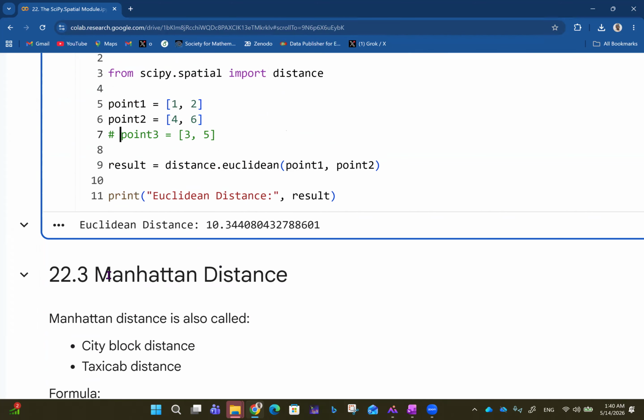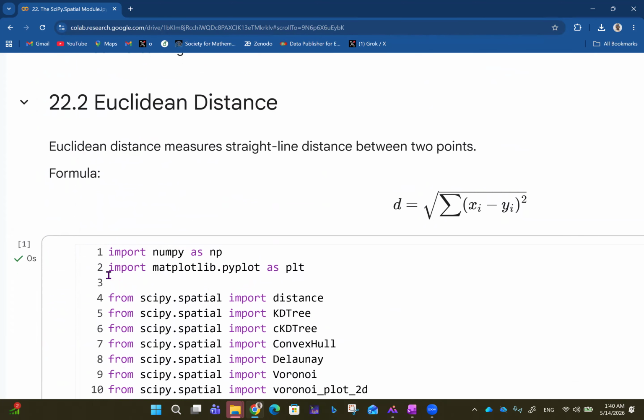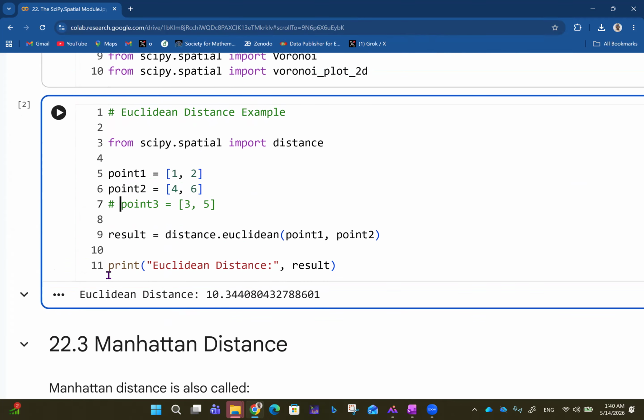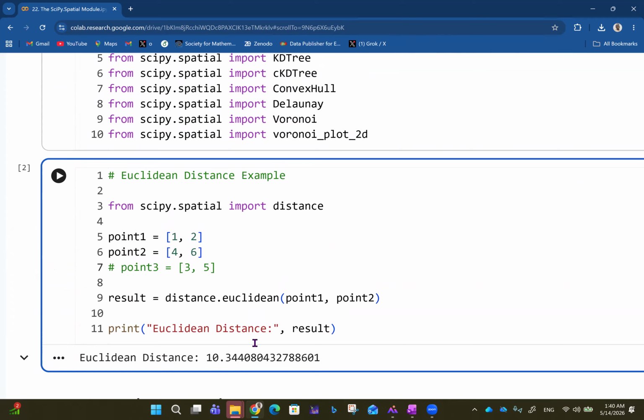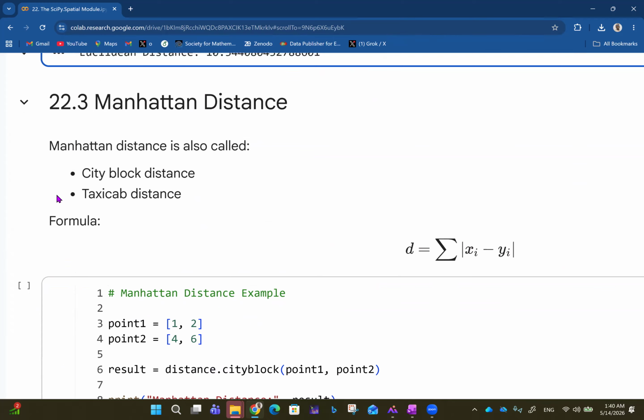Then for Manhattan distance, you can see that Manhattan distance is almost like Euclidean distance, except that you always have that basic xi minus yi. But with Euclidean you have the summation of all the xi minus yi's squared, then with the square root taken. On the other hand now, it's just the summation of all the absolute values of the differences. So Manhattan distance is also called city block distance or taxi cab distance. So the formula is D equals summation of the absolute value of xi minus yi.